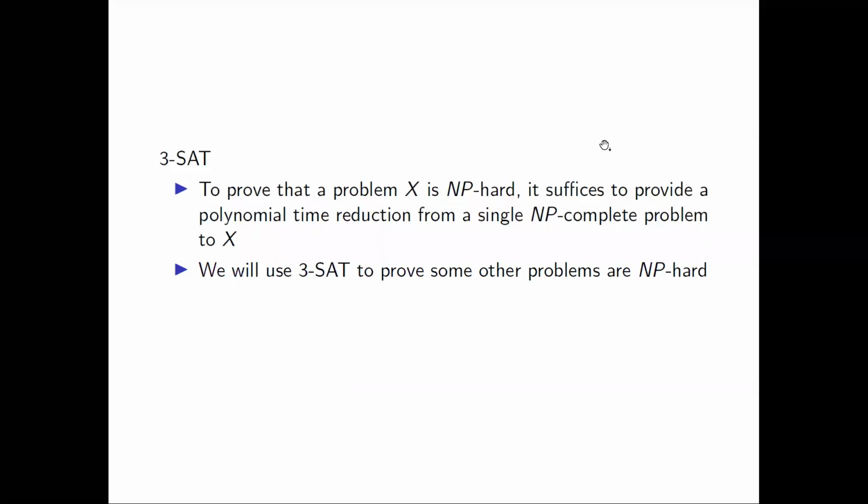And that's what we're going to do on the next slide. So we'll start with the graph problem that we've seen before, the problem of finding an independent set. And we'll see that this problem is NP complete because it's in NP and it's NP hard. And in order to prove that it's NP hard, we're going to use a reduction from 3SAT.